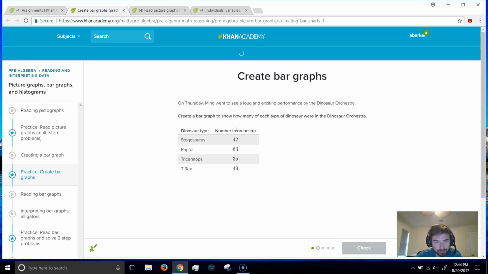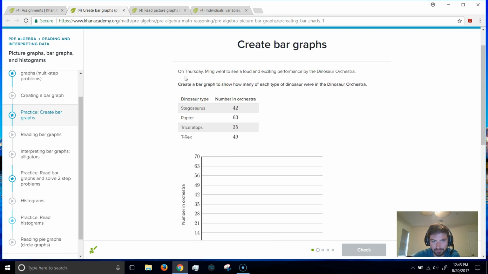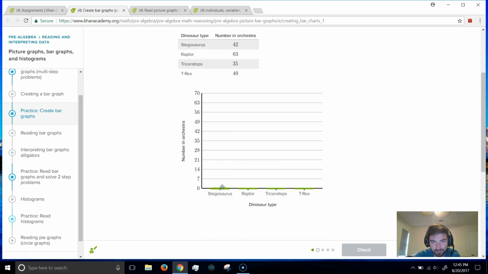Let's create some bar graphs here. So here's an X and Y chart, a graph ready to be graphed. We have the type of dinosaur in an orchestra. On Thursday, Ming went to see a loud and exciting performance by the Dinosaur Orchestra. So we're going to create a bar graph to show how much of each type of dinosaur was in the Dinosaur Orchestra. So 42, just drag it up to 42. Raptors 63, drag it to 63.